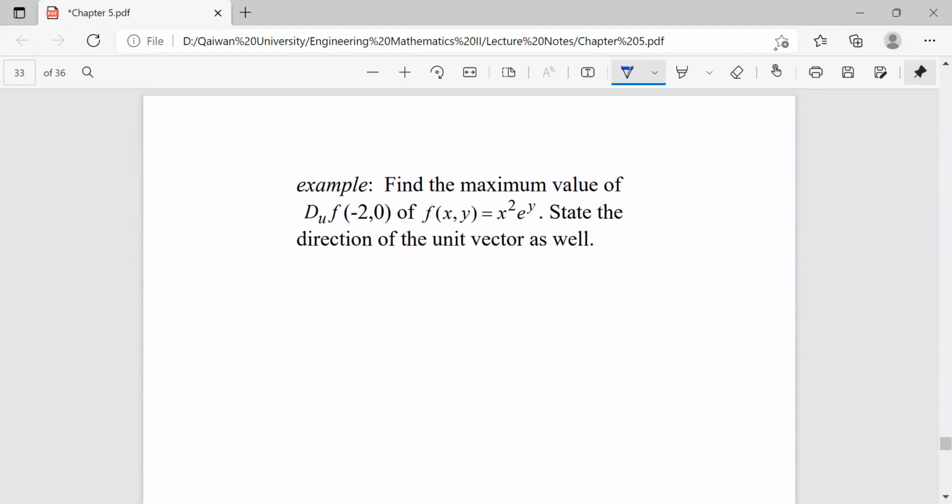Here we have given an example. It says find the maximum value of the directional derivative at -2 and 0 for this function, and state the direction of the unit vector as well. Here we should find the gradient vector, and then we find its magnitude. It will be the maximum value of the directional derivative. Let's find the grad f.